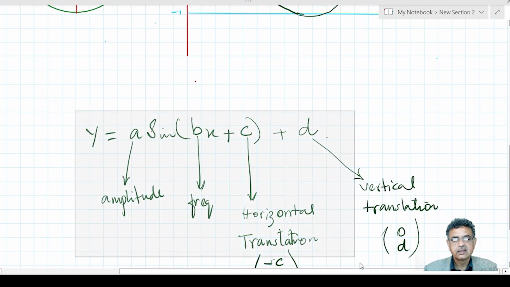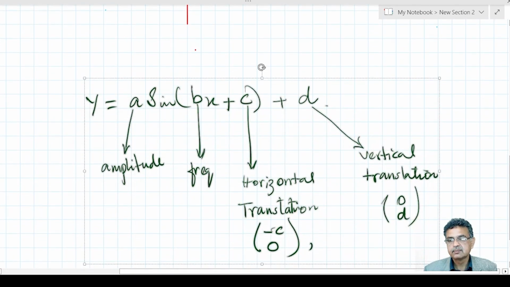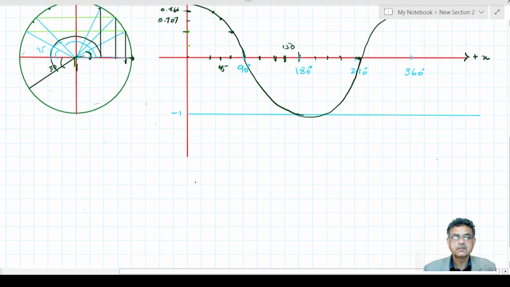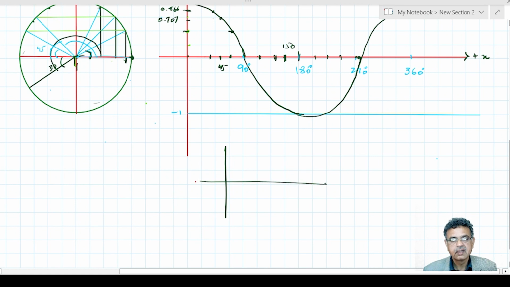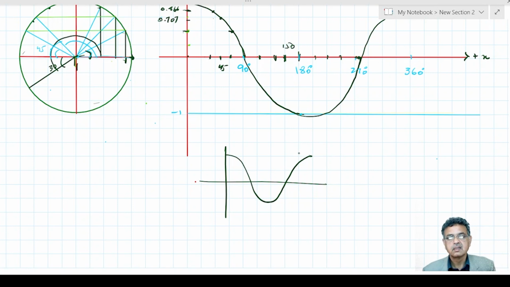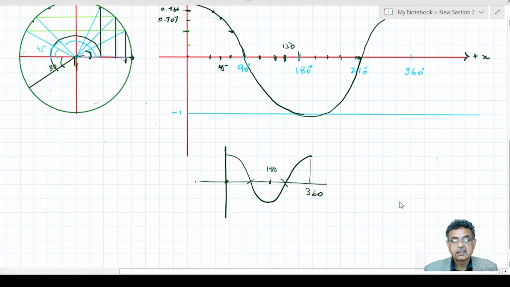Here the graph is a similar type of graph. If we draw the graph freehand, it will look like this. The main points you have to remember: there is 0, 90 degrees, 270, this is 180, and this is 360 degrees. Okay, that is the behavior of the graph for one cycle.